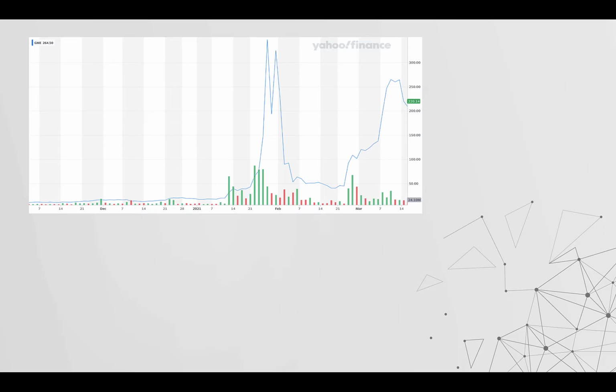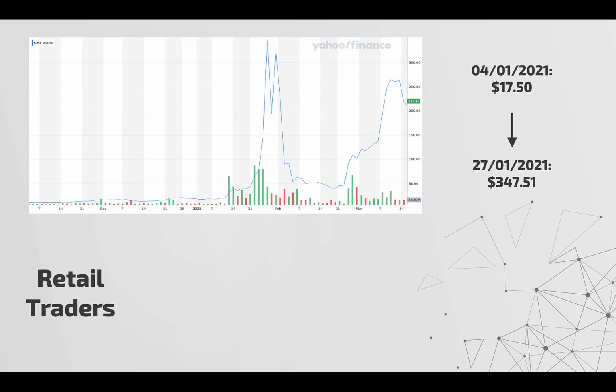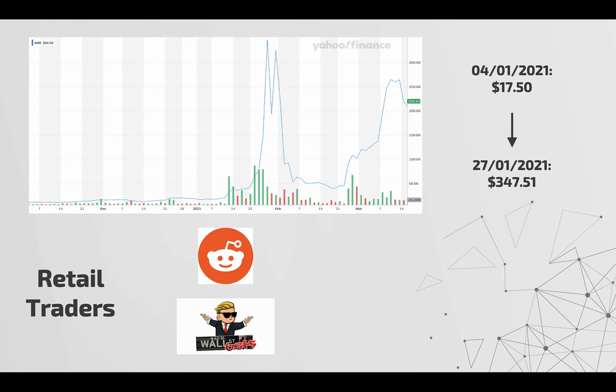The event took place during January this year, and the most obvious feature of the event was the price hike. Price suddenly rose from just $17.5 per share on the 4th of January to an unbelievable $347.51 per share on the 27th. While it is debatable what was the actual cause of such a sudden price hike, the popular answer seems to be retail traders, especially those that are savvy users of online stock trading social media forums such as Wall Street Bets from the popular platform Reddit.